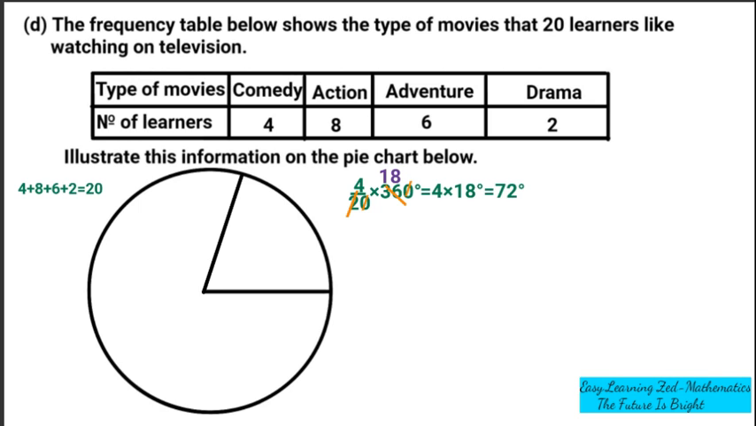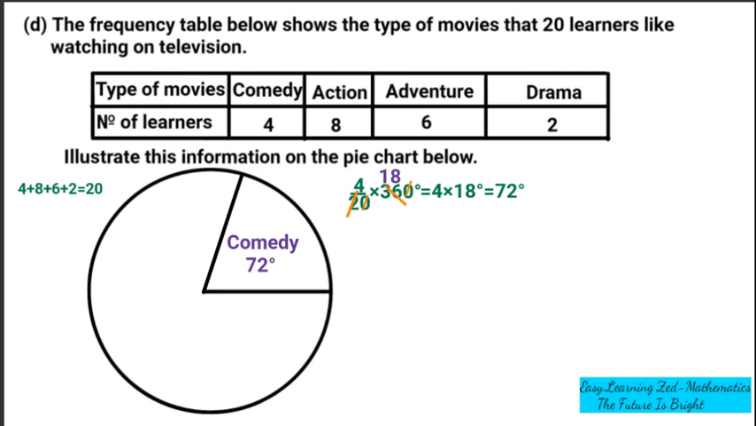If you want, you can screenshot this and then try to measure. I'm getting the exact measurement, which is 72, and that's what you need to do. Okay, use a protractor, then mark where there is 72 degrees, then you cut. So that is for comedy. We're going to write comedy 72, and let me also put the word comedy. Once I've done that, now I can go to action. So I'm going to write action here.